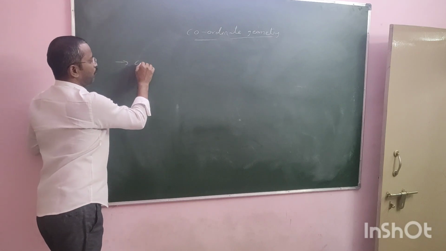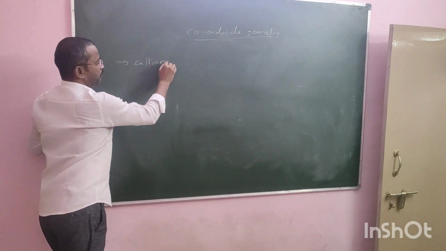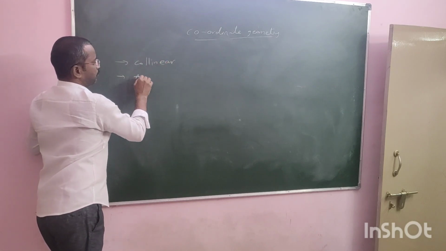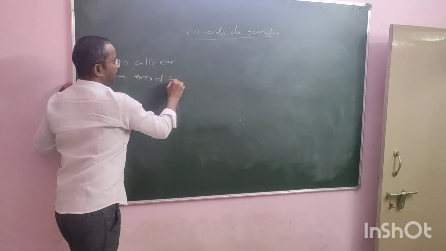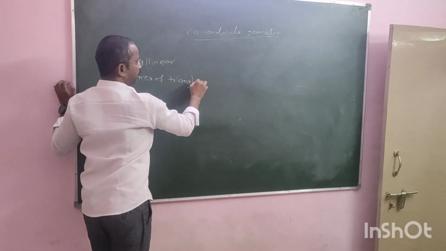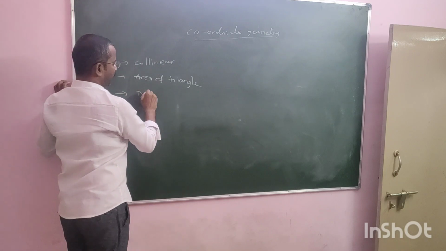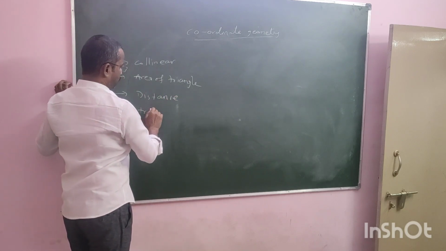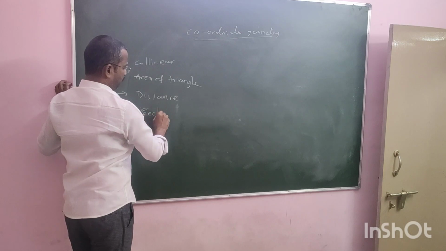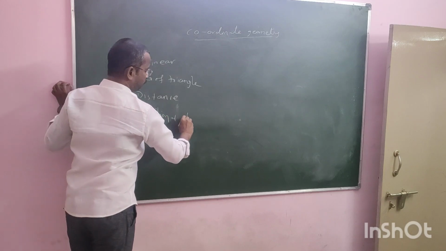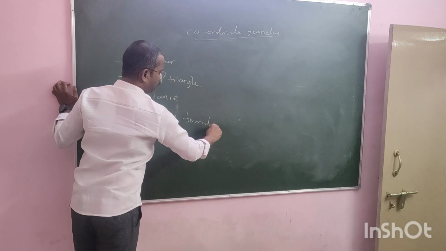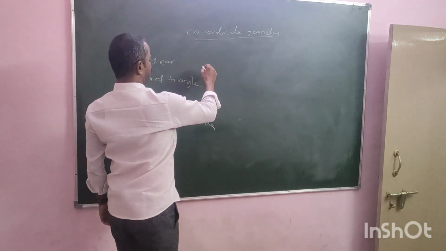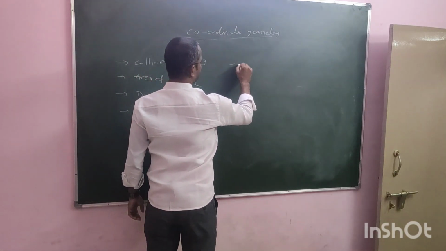In coordinate geometry, we will have the collinear concept, area of triangle, distance formula, section formula, centroid.